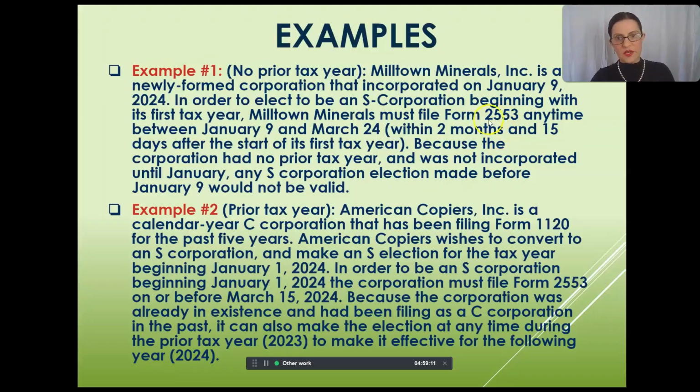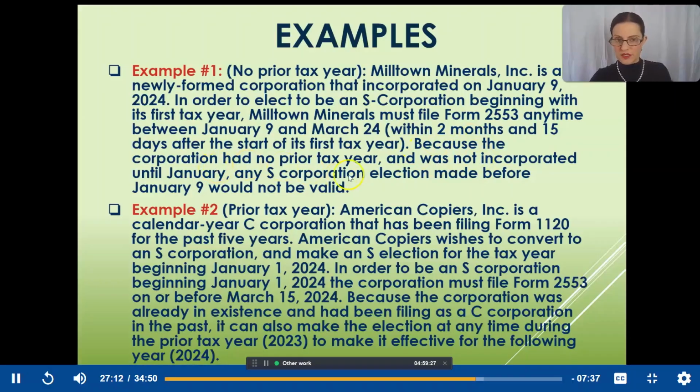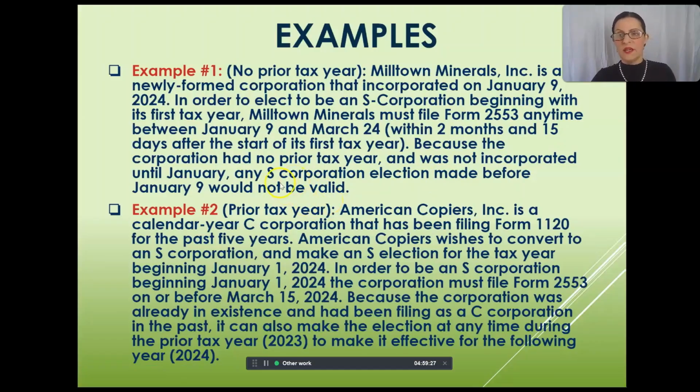Basically, the corporation has to fill out the Form 2553 right after it's formed, and generally it gets faxed in to the IRS. You can fax it into the IRS or you can mail it in. Because the corporation had no prior tax year and was not incorporated until January, any S corporation election made before January 9th would not be valid. So you would not put an inception date for the S corporation that was before January 9th. And if you wanted it to be treated as an S corporation from its inception, from its formation date, then you would put January 9th on the Form 2553. You wouldn't put January 1st because January 1st, the corporation did not exist.